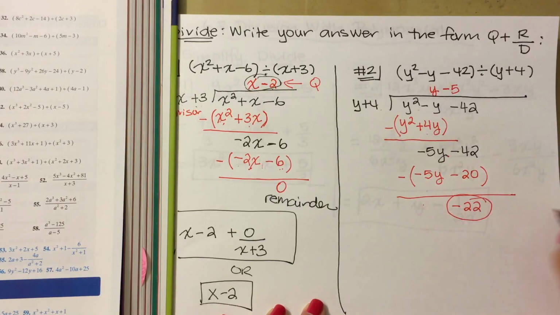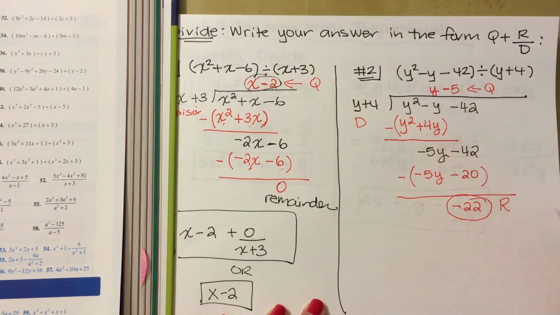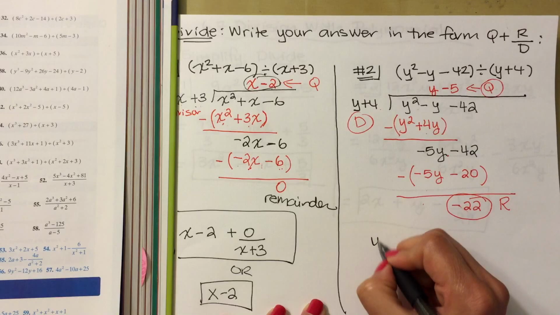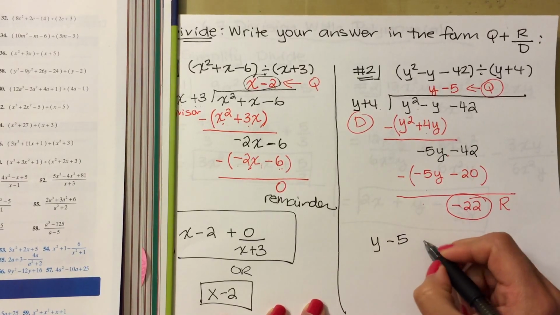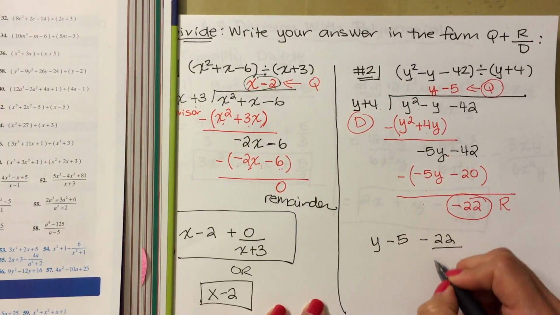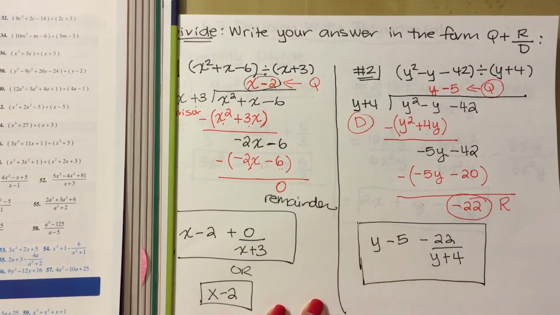Remember, this is your remainder. That's your r. This is our quotient. This is our divisor. Let's write our answer. Q plus r over d. So we have y minus 5, okay, minus 22 over y plus 4. And that is our final answer.